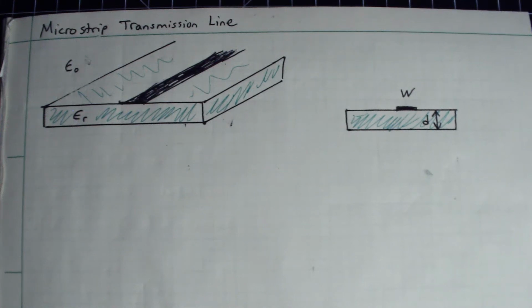Hello, and let's talk about the microstrip transmission line. So we're going to be shifting gears a bit. In the previous lectures, we've been focusing on waveguide after waveguide. We did the parallel plate waveguide, we did the rectangular waveguide and the circular waveguide.